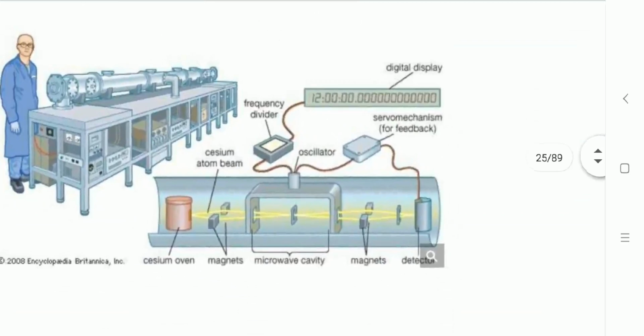As you can see in the diagram, the cesium oven is there, through which the cesium particles are radiated into this tube, into this structure. Now, these particles are passing through the magnets. Here, a constant magnetic field is provided, which gives the direction to move the cesium particles to the end of the tube. Now, these particles are passing through the microwave cavity.